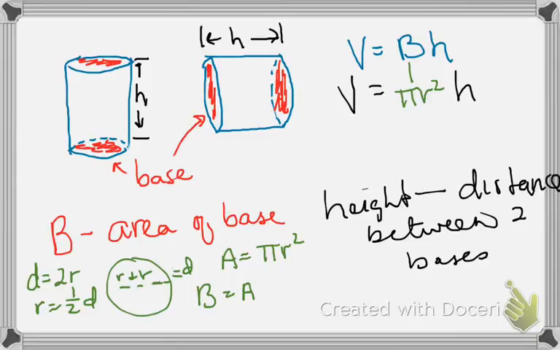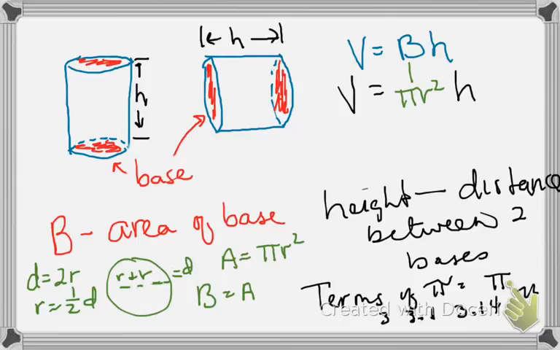So this is the information you need to know. Now, if you're ever asked to leave your answer in terms of pi, then you know you're just going to do all the math, except you're not going to fill in pi. You'll just leave the symbol. And pi could be represented by many numbers. You could use 3, you could use 3.1, you could use 3.14. I've even seen them use 22/7. There's several numbers that they could use to represent pi.